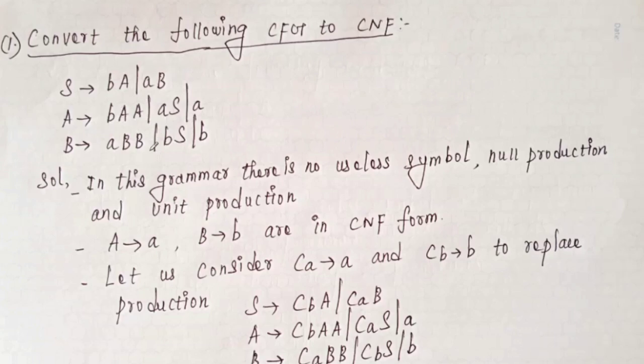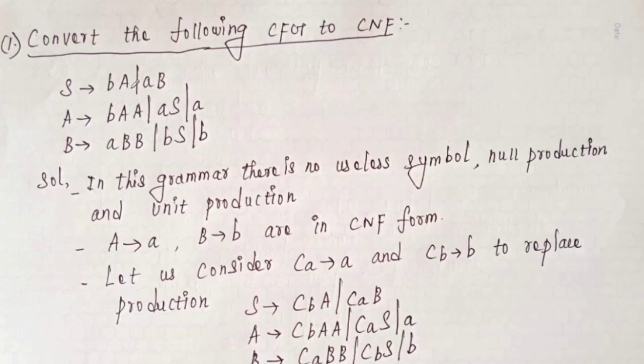I already told you, when you convert a grammar to Chomsky normal form, the final result will have productions where the right hand side consists of either two non-terminals or a single terminal only. In this grammar, A tends to small a and B tends to small b are in Chomsky normal form. The remaining productions are not in Chomsky normal form. Some rules have both terminals and non-terminals, like S tends to bA or aB, A tends to bA, then A tends to aS, B tends to aB or bS.